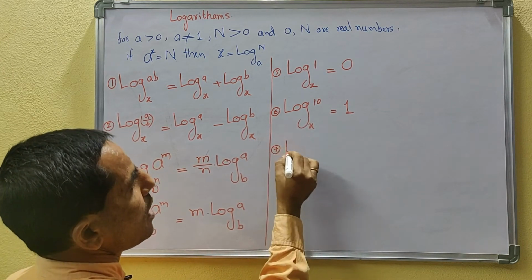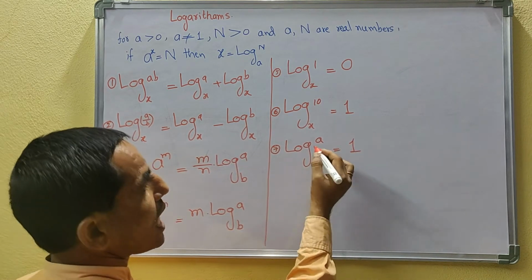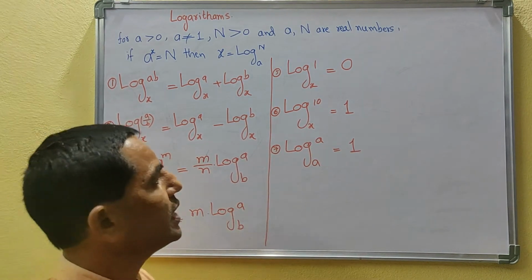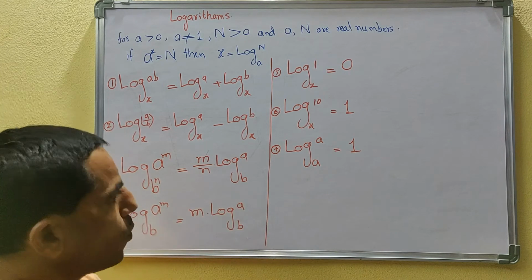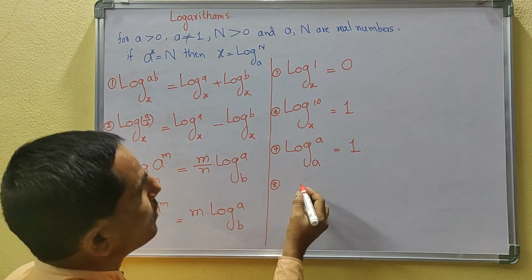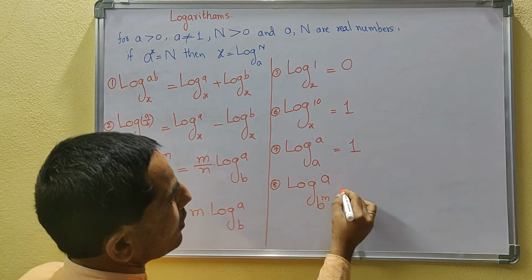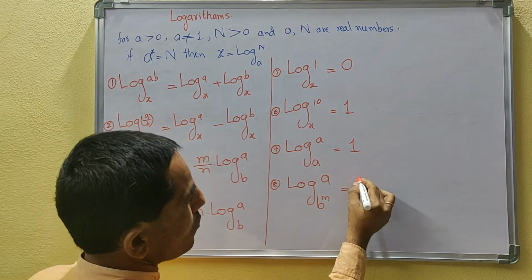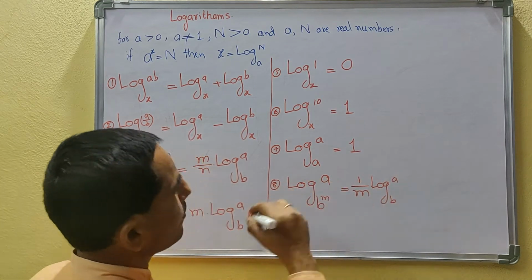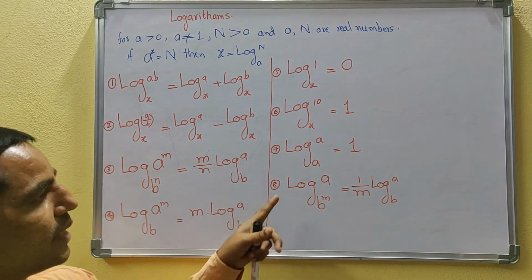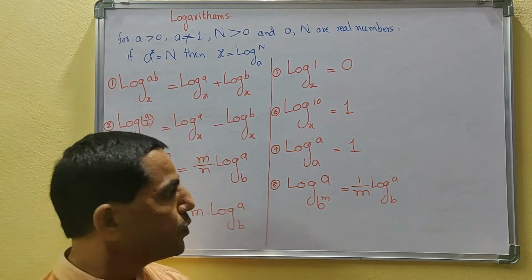Next one: log a to the base a is equal to 1. Log a to the same base a is equal to 1. When the logarithmic value and the base value are both equal, its value is 1. Next one: log a base b to the power of m is equal to 1 by m into log a base b, since a to the power of 1 is there. It is very important: log a base b to the power of m is equal to 1 by m into log a to the base b.